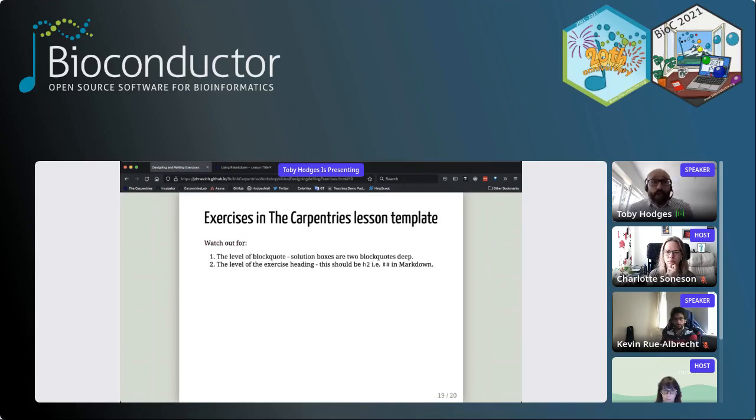Things to watch out for then: the level of the block quote. As I mentioned, the solution boxes are supposed to be 2 block quote markers deep, and the exercise heading should be an H2 heading, which means 2 of these hash symbols before the text of the heading in Markdown. Strange things are liable to happen if you get either one of these things wrong, I'm afraid.